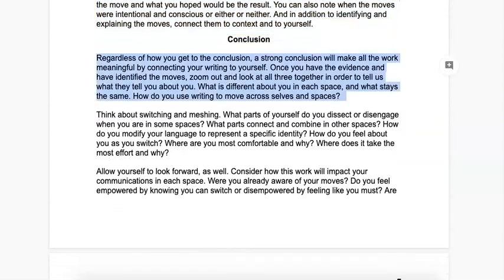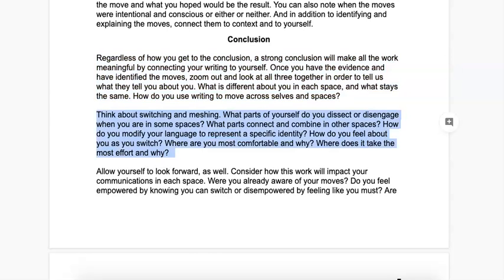Conclusion. Regardless of how you get to the conclusion, a strong conclusion will make all the work meaningful by connecting your writing to yourself. Once you have the evidence and have identified the moves, zoom out and look at all three together in order to tell us what they tell about you. What is different about you in each space, and what stays the same? How do you use writing to move across selves and spaces?